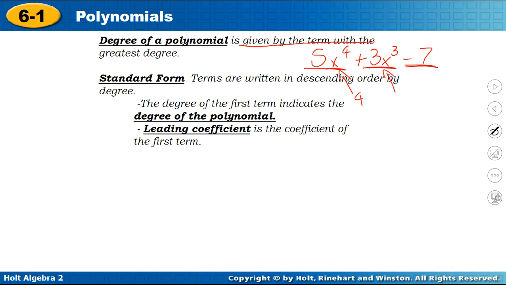3x to the 3rd, that's a degree of 3. And that's a 7, doesn't have a variable, doesn't have an exponent, so it's a degree of 0. So the first term is degree 4, the second term is degree 3, and the last term is degree 0. So we just want the biggest one. So the biggest one is 4, which means this whole polynomial is a 4th degree polynomial. All right? We don't have to add them all up. We're just taking the biggest term.